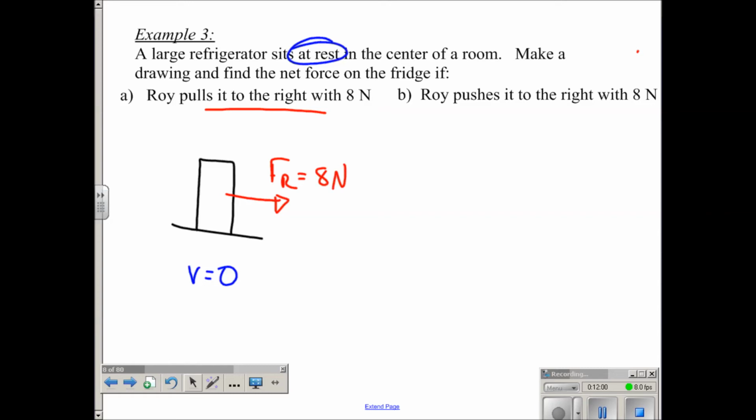It doesn't seem that there are any other forces on it. So in this problem, my net force is simply 8 newtons, right? Because that's the only force on it. So that is my drawing for that one. Roy pulls it to the right with 8 newtons. Okay. Now, in B, it's the exact same thing, except it says pushes. So because of that, there's no other difference, pushing and pulling. Okay. So the idea is it's the exact same as A.